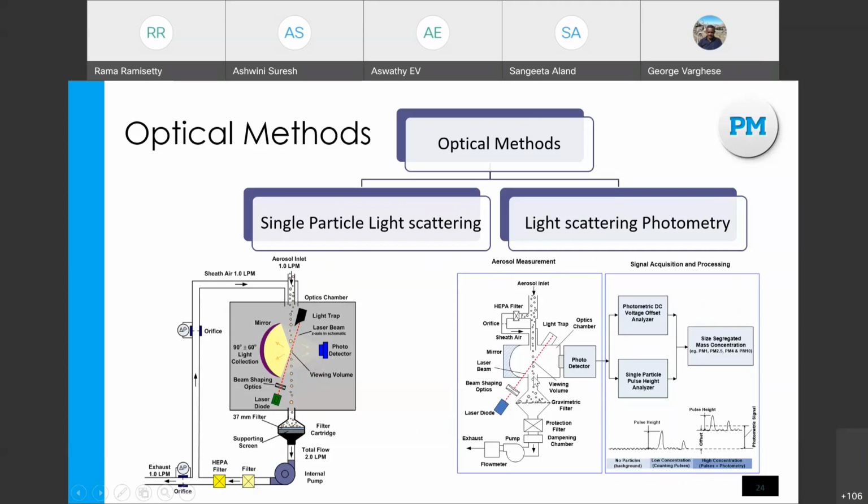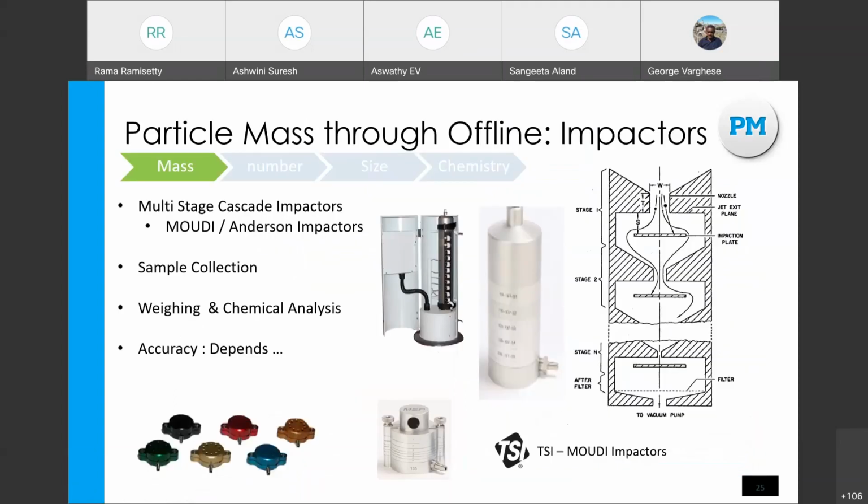In the photometry method, it collects the light scattering from a volume of particles, and then, based on some electronic and optical adjustments, we can measure PM1, PM2.5, PM4, and PM10. This method is very suitable for high concentrations, where we can see a huge number of particles in the atmosphere. Okay, and those are the methods with which we can do real-time mass measurements.